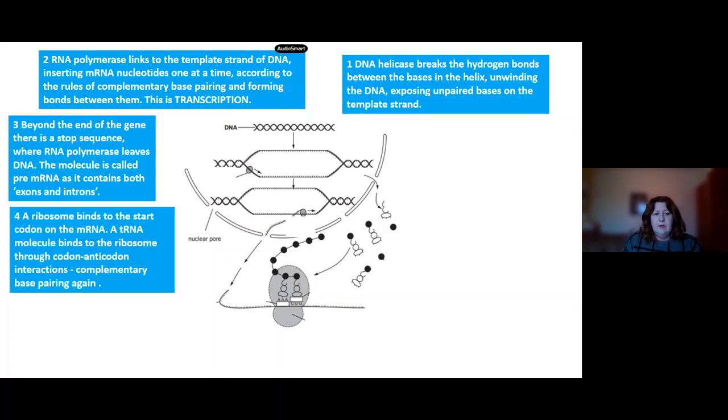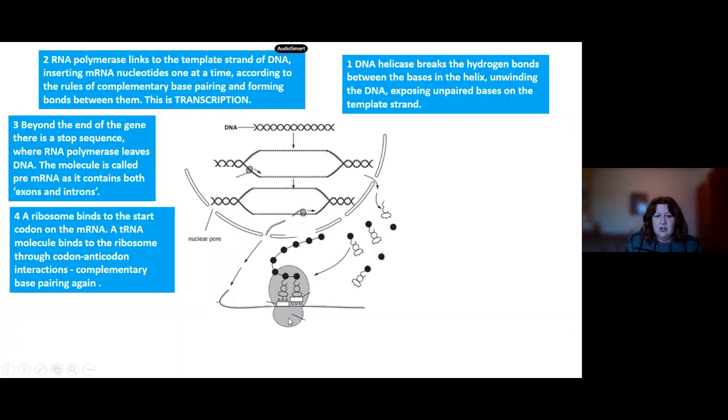So what we're doing now is moving this strand of messenger RNA out of the nucleus that you can see here, out through the nuclear pore, and we're now in the cytoplasm. A ribosome will bind to a start codon. I mentioned in transcription a stop codon. Well, there's also a start codon, and the ribosome will bind at that point to the messenger RNA.